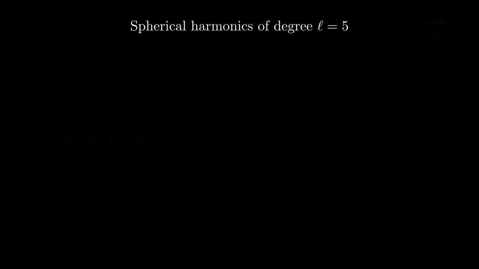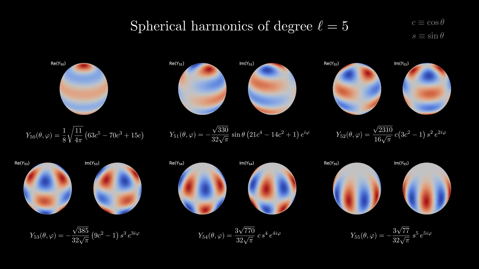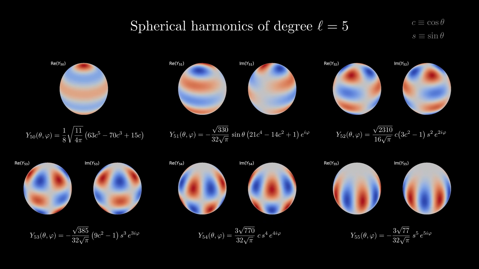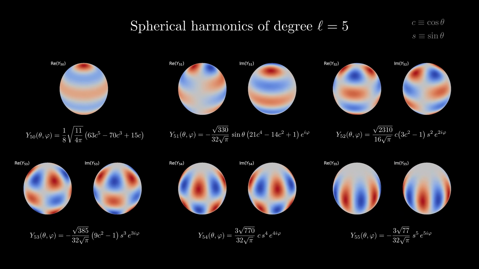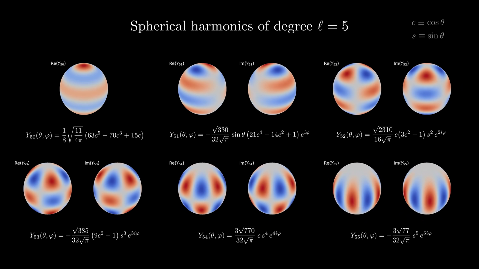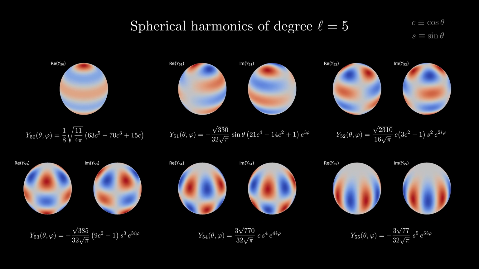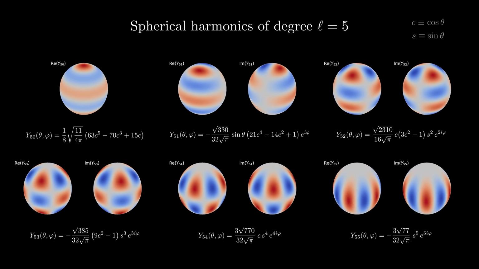As an example, we show the spherical harmonics for L equals 5 and non-negative m. In the visualizations, we're displaying both the real and imaginary part of these functions. Spherical harmonics and the associated Legendre functions they're built from are fascinating mathematical objects with interesting properties and many applications, but in this video we'll only stay focused on a few limited use cases.